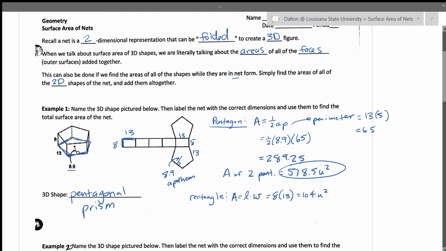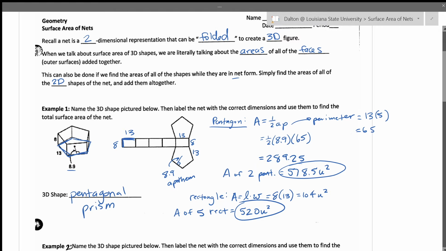Now, that's one rectangle. So you can't forget that you have multiple of each shape. So then we need the area of how many rectangles are there? We need the area of 5 rectangles, which means we're going to take 104, multiply it times 5, and you should get 520 units squared.